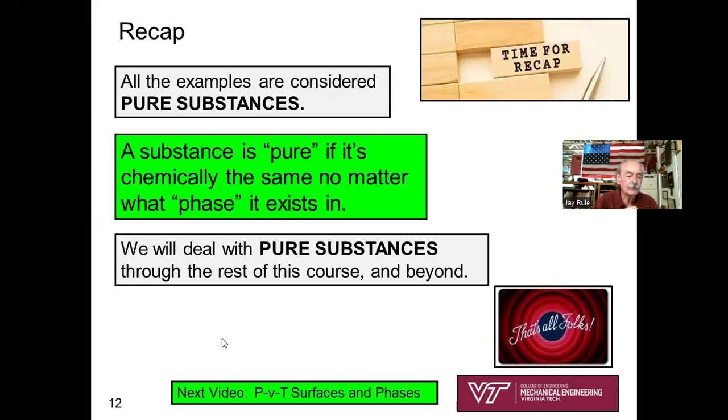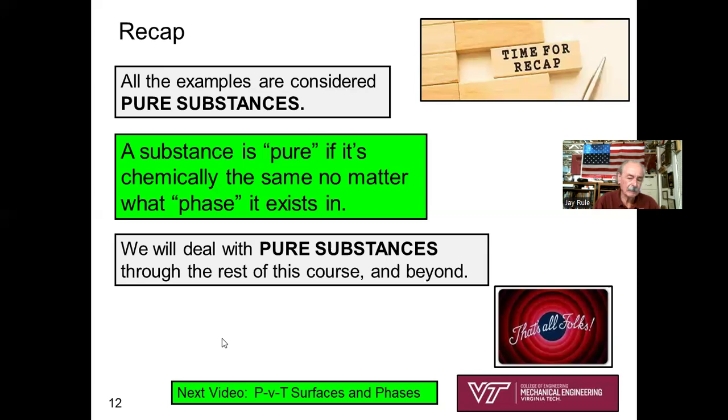So all of those examples are considered pure substances. And what does that mean? So now we're back to our thermodynamics textbook. A substance is called pure if it's chemically the same, no matter what phase the substance is in. And that's going to be particularly appropriate for our study of H2O, water, steam, and vapor. And so you're going to be dealing with pure substances throughout the rest of this course. And so the comforting thing is that all the substances we're going to deal with, no matter what the phase is, for this class, they're all going to be pure substances.